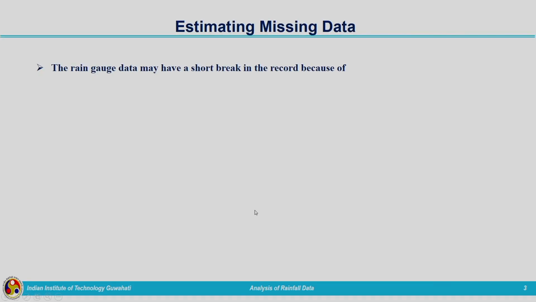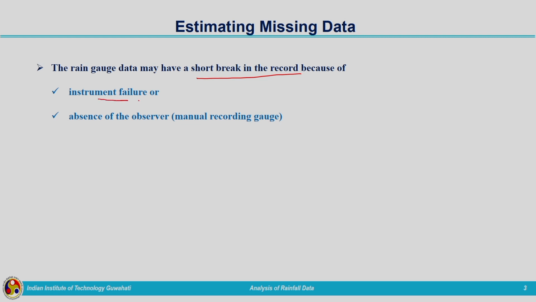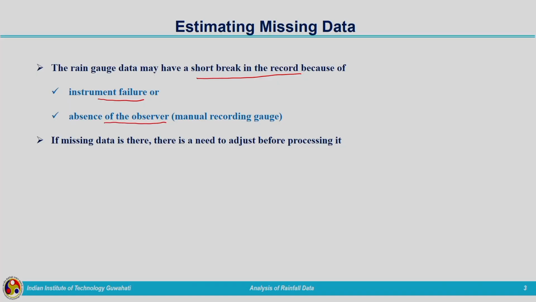For estimating missing data, the rain gauge data may have some short break in the record. How can that break occur? It is because instrument failure can happen, or because of the absence of the observer in the case of non-recording gauges. Non-recording gauges we need to observe manually, so on certain days the recording of the rainfall data is missed by the observer. And in the case of recording gauges, sometimes it may be due to instrument failure, or sometimes due to heavy rainfall or flooded conditions the data recording was not functioning properly, and we need to process it before using it for any application.